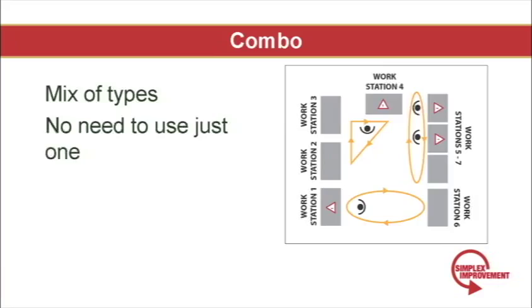This is a combo cell. Notice there are two different techniques used in one cell. You can see the split model work, and you can see the circuit between stations 5 to 7. You can mix and match all these different cell types to suit your needs, so don't feel obligated to use just one. Mix and match to produce products efficiently and to meet customer demand.